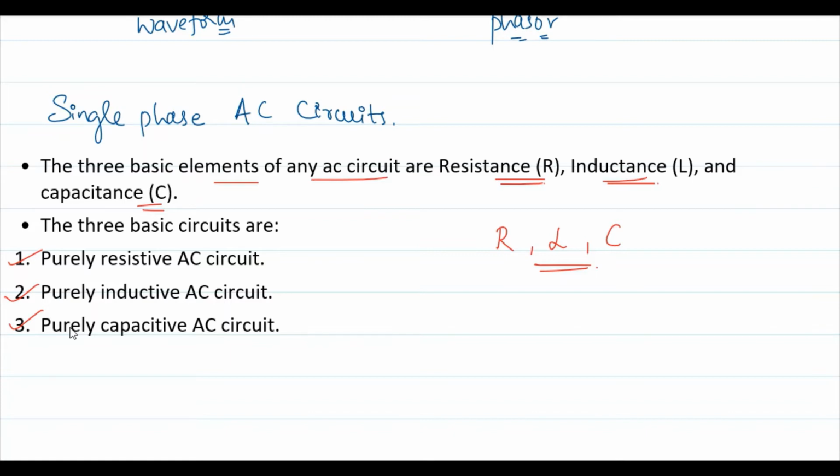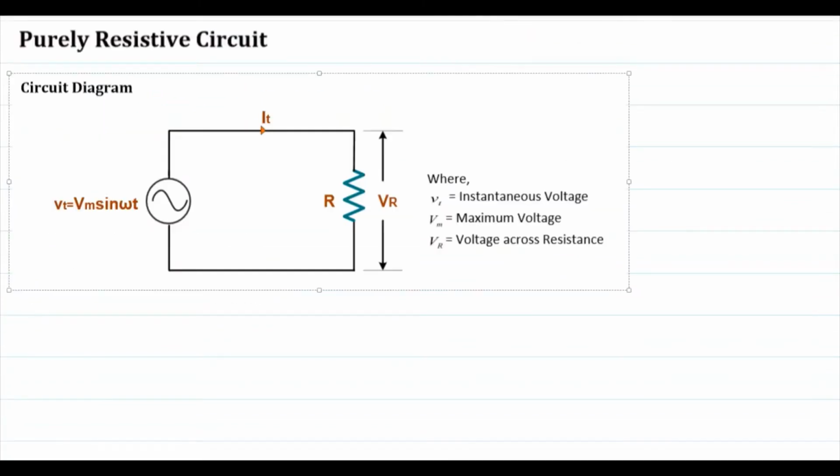If you study these three circuits, then we will come to know what exactly the phase difference is for each individual component, that is resistance, inductance, and capacitance, and what are the effects of those three individual components on the AC circuit parameters, that is voltage and current. Now, first we are going to study the purely resistive circuit.